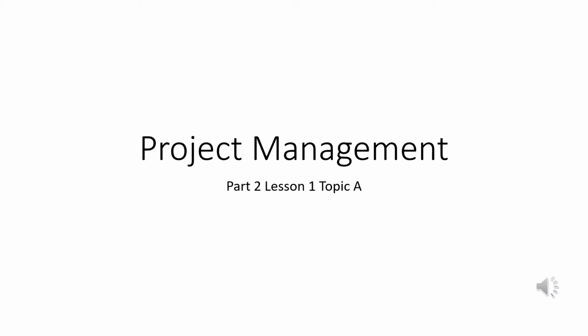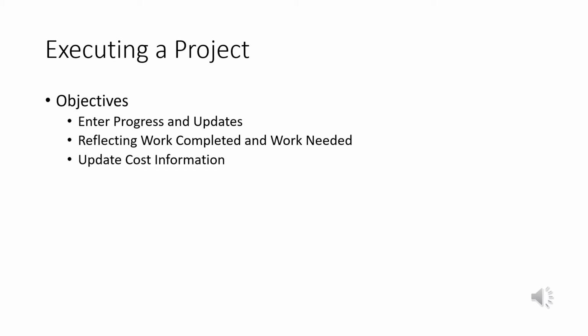Okay, in part two, we're going to start using the plan that we created in part one, using it during the project itself to manage the project. So the objectives are to enter our progress, make sure we're staying to plan, and update our plan as we have to. Things happen during the project.